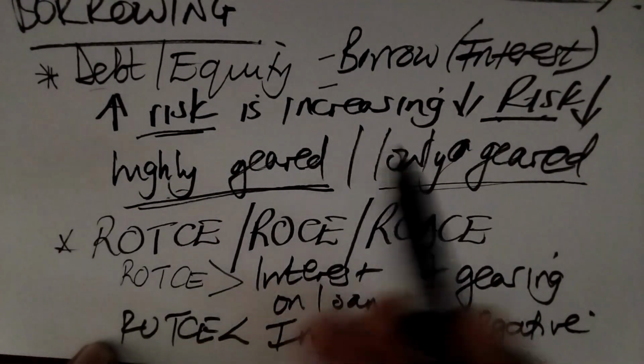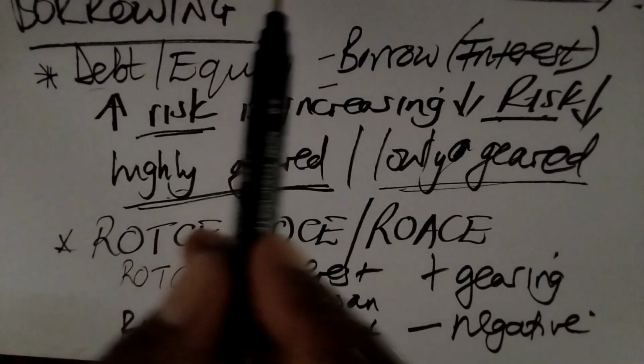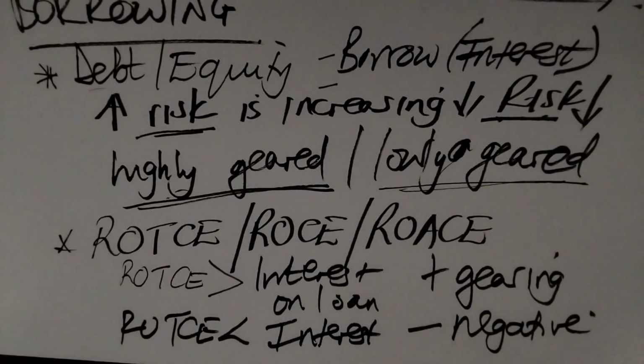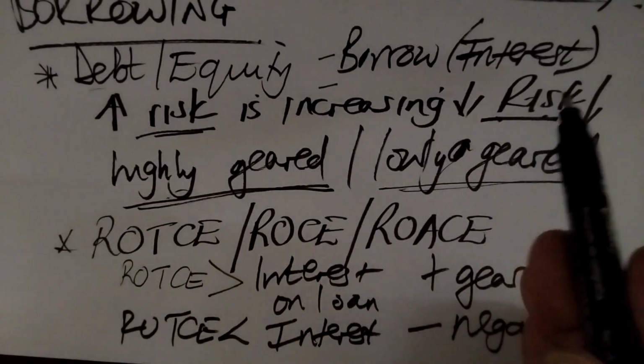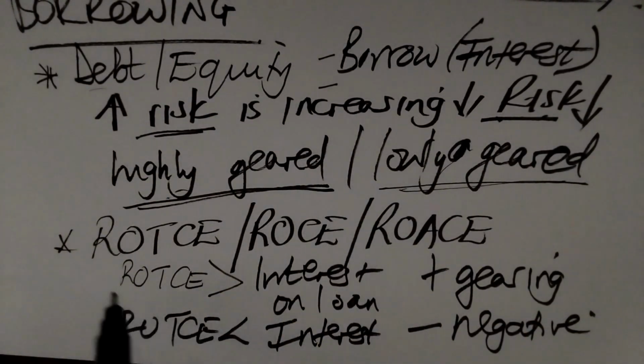So you use the 2 indicators when they say loan, risk, gearing, financing, or borrowing. Then you use the debt equity ratio or the return on total capital employed. So what that means is that with the debt equity ratio, you are mainly looking at the risk and whether the business is lowly or highly geared. With the return on total capital employed, you are looking at whether the gearing is positive or negative.